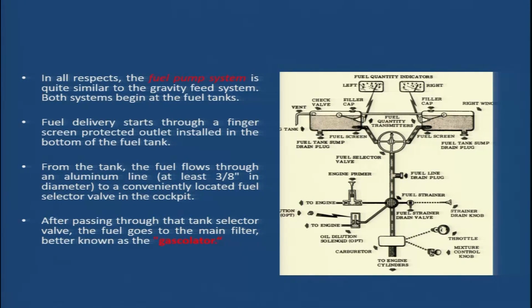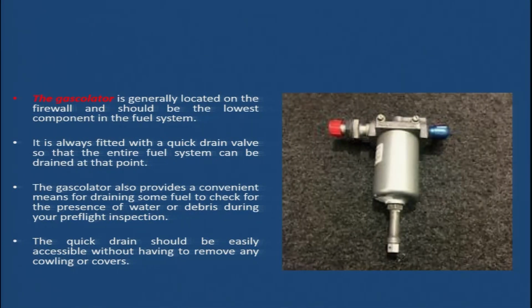After passing through the tank selector valve, the fuel goes to the main filter, better known as the gascolator. So after passing from the selector valve, the fuel is going to the strainer or the filter, which is also called the gascolator. Now the gascolator is generally located on the firewall and should be the lowest component in the fuel system. Since the gascolator is a filter, it is located at the lowest possible place in the fuel system, and it is generally located on the firewall.